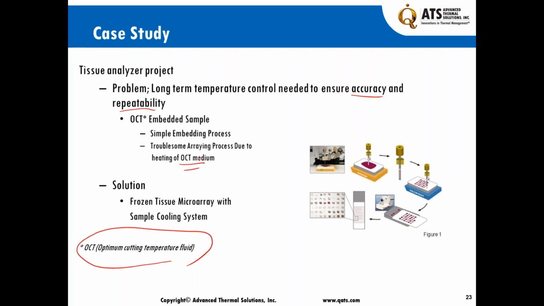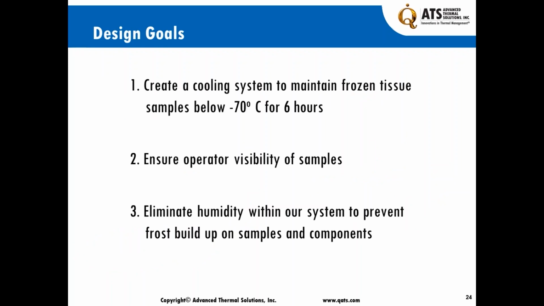The solution is a frozen tissue microarray with a sample cooling system as an example of managing this. So if I can reduce the temperature to a level where the tissue is maintained at a certain temperature for the duration required without damaging the tissue, I have hopefully achieved the objective of this study. So the design goals are to create a cooling system to maintain the frozen tissue sample below -70 degrees C for 6 hours. So you can see how rigid that constraint is. We need to retain and maintain that for 6 hours at -70 degrees C.